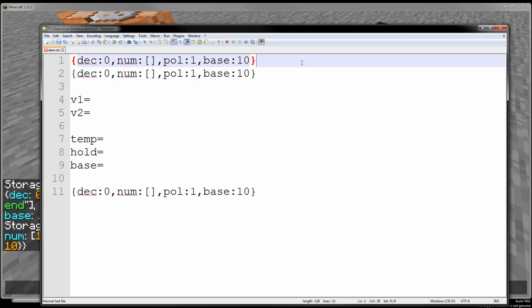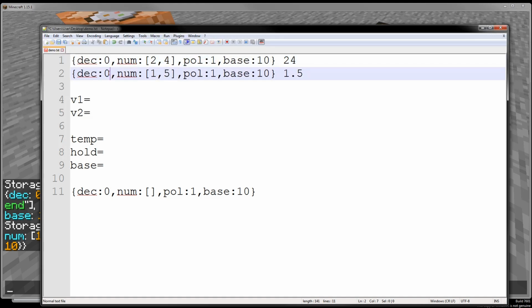Now, formatting a number, let's say 24 plus 1.5, that would be 2, 4 and 1, 5, and then the decimal point on this would be 1. Adding these two numbers together, you could just add the first slot in each array, which would be 4 and 5. Whenever you add those, I set up my temp value, my hold value, and my base. Value 1 is 4, value 2 is 5, which gives me 9 on my temp value.